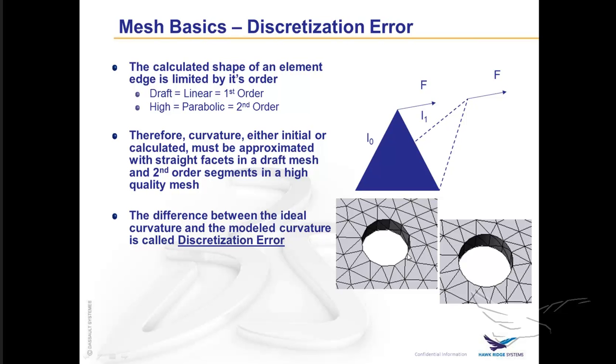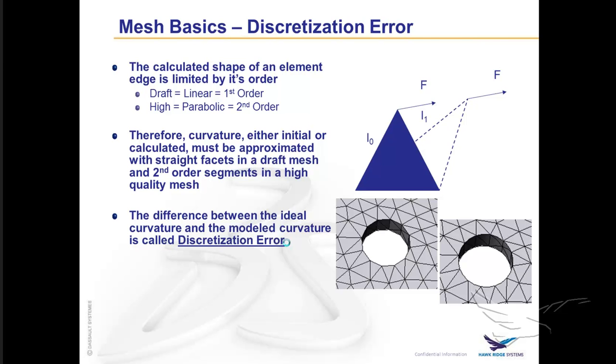And basically, you can think of discretization error as the difference between the mesh's curvature and the real life curvature. So for example, the high quality element is parabolic and can map parabolic curves, but in the real model, a curve may not be parabolic. It could be quadratic or cubic, and therefore that little discrete difference between the actual curvature and the modeled curvature is known as a discretization error.